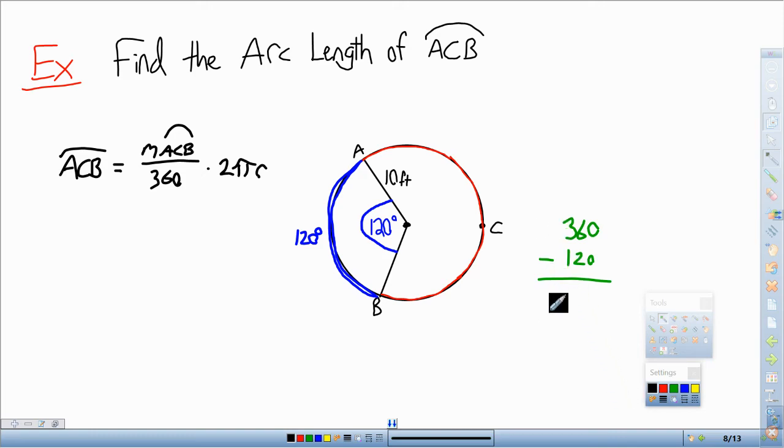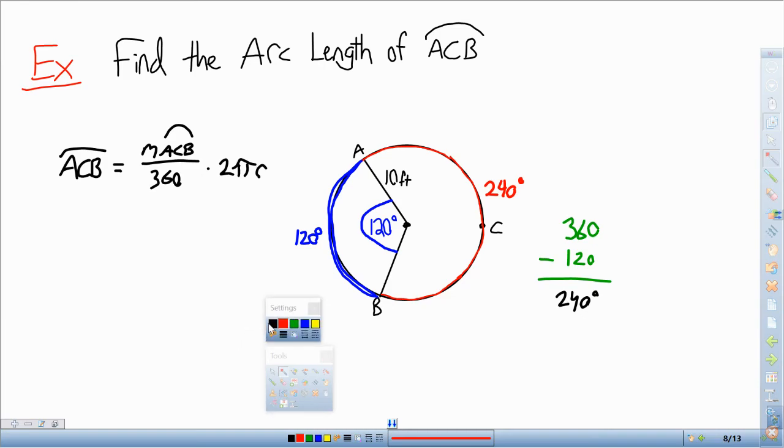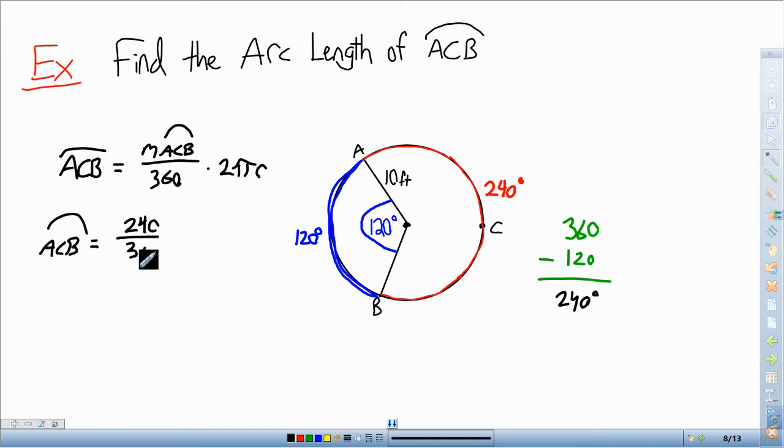Okay, so it looks like it's going to be 240 degrees. So that took an extra step, so just be careful. Sometimes we have to work our way to the measures that we need for our formula. So 240 degrees, that's what we're going to plug in here. So arc ACB equals 240 divided by 360, times 2 pi radius, and yes, they are giving us our radius. They're saying it's 10, so times 10.